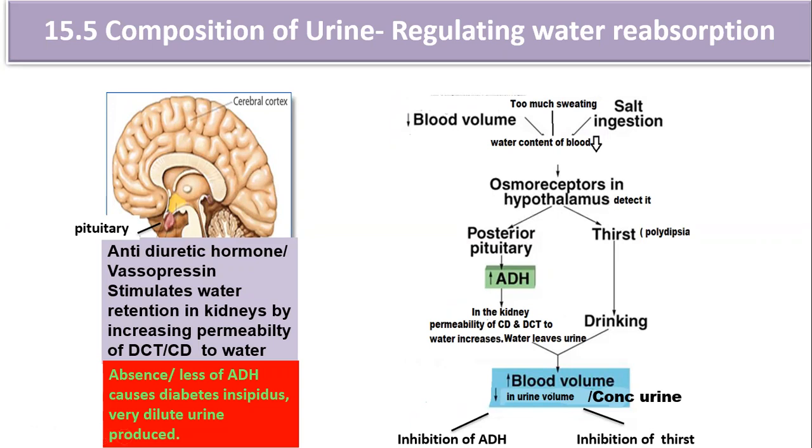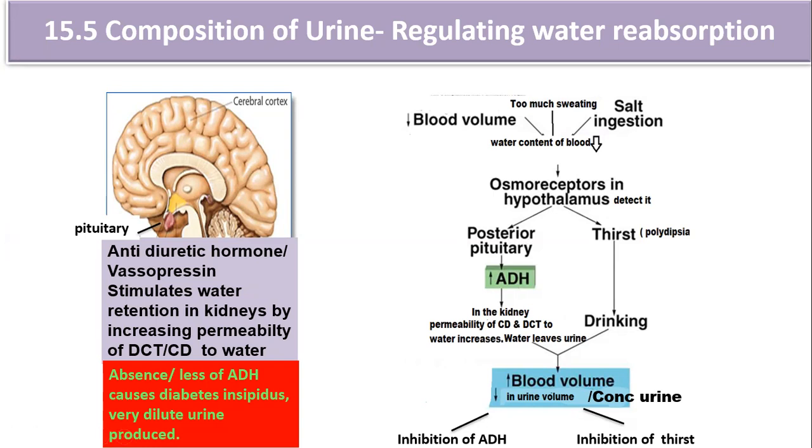Then the message will be sent to the posterior pituitary gland. You can see the location of the pituitary gland over here. The posterior pituitary gland is also known as neurohypophysis. This posterior pituitary gland is going to release the hormone called antidiuretic hormone, ADH, which is also known as vasopressin.